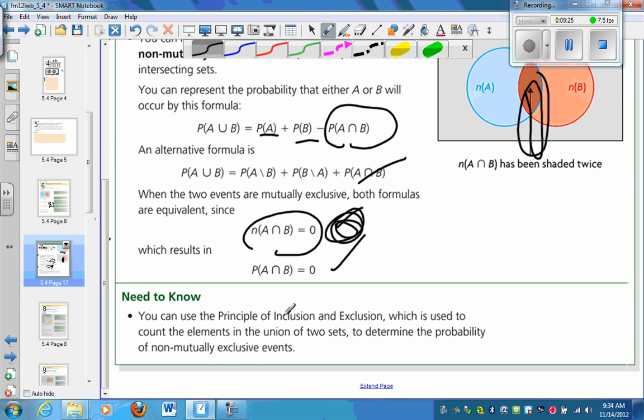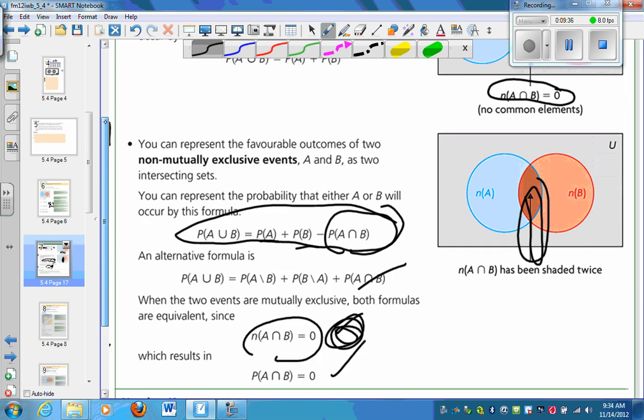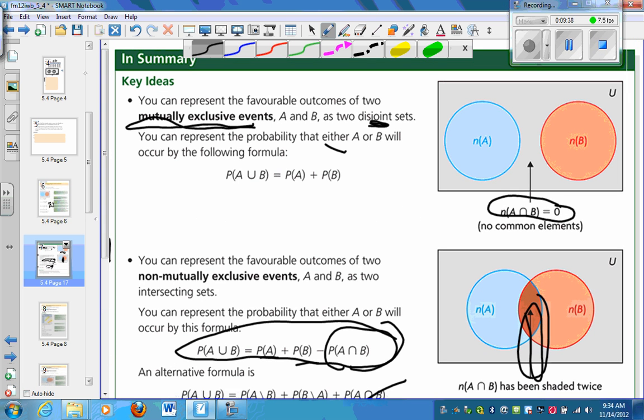So this is the principle of inclusion and exclusion. That's what this was, right? Which is used to count the elements in the union of the 2 sets to determine the probability of non-mutually exclusive events. So really, when you start probability questions, you have to ask yourself, is this mutually exclusive or not? Mutually exclusive, use this. Non-mutually exclusive, use that. So if you're finding the probability of A or B, is there anything in common? That's the first question you have to ask yourself.